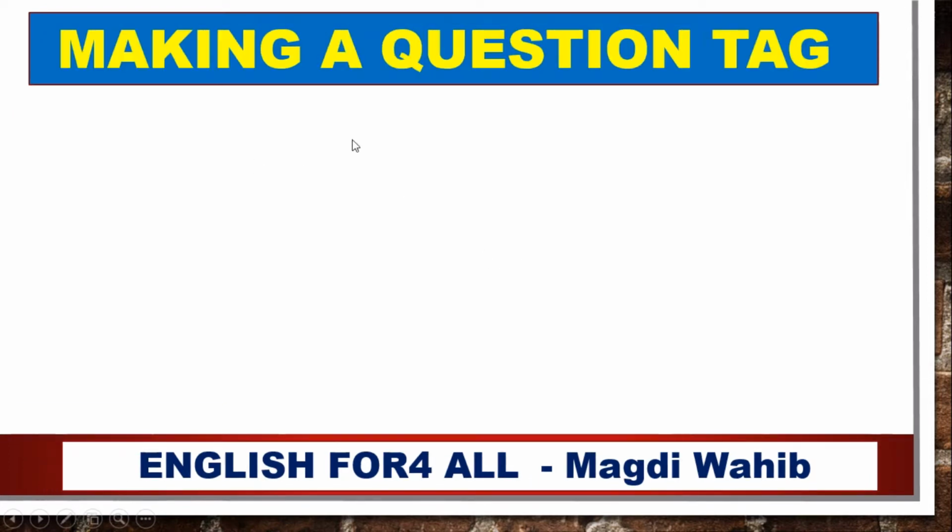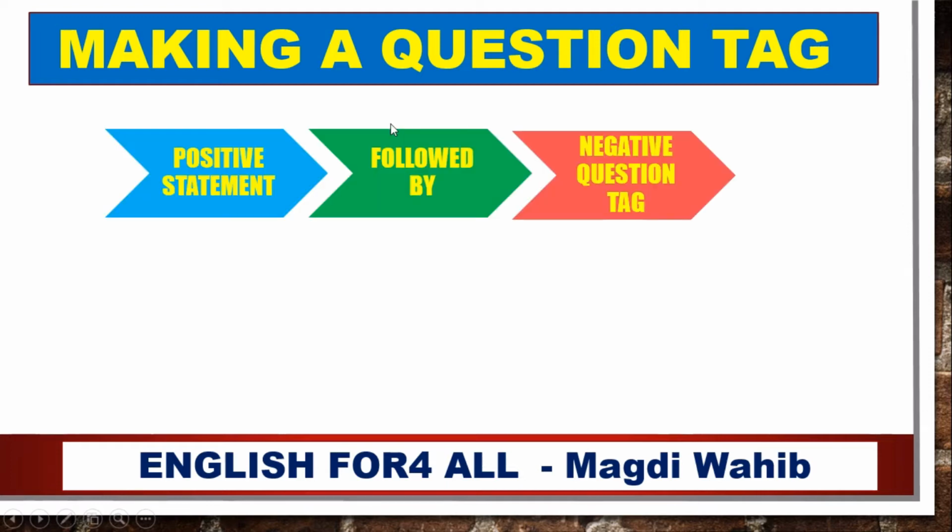How to make a question tag? Let's see. If we have a positive statement, عندي جملة مثبتة، تمام؟ هنعمل فيها ايه؟ ال question tag اللي هيجي وراها هيكون negative question tag. طب نشوف مثال كده. Let's see an example. If we have a positive statement, then it will be followed by a negative question tag.